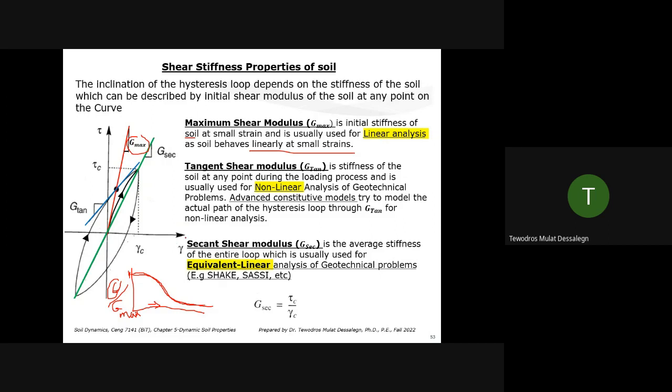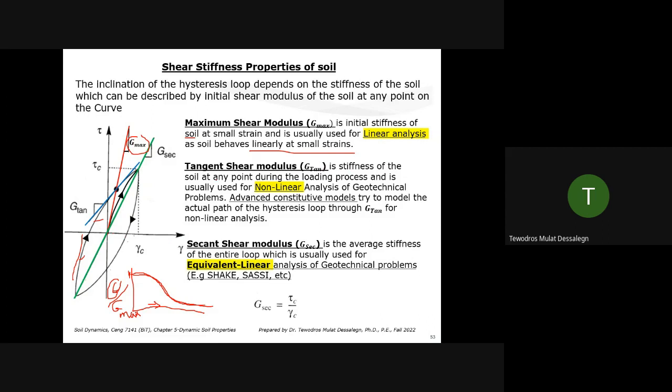That's at the very smallest strain. We don't have significant damage in the soil, so we can use it for linear analysis. Whatever force you apply, it's acting linear. Tangent shear modulus: at any point within the hysteresis loop, you can make a tangent. Any point you're interested in, for example this point. So that's called the tangent. It's tangent to that hysteresis loop at any specific strain.